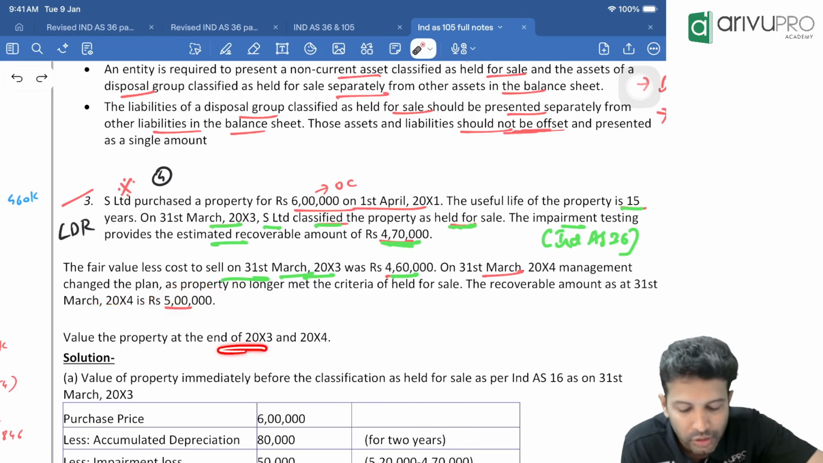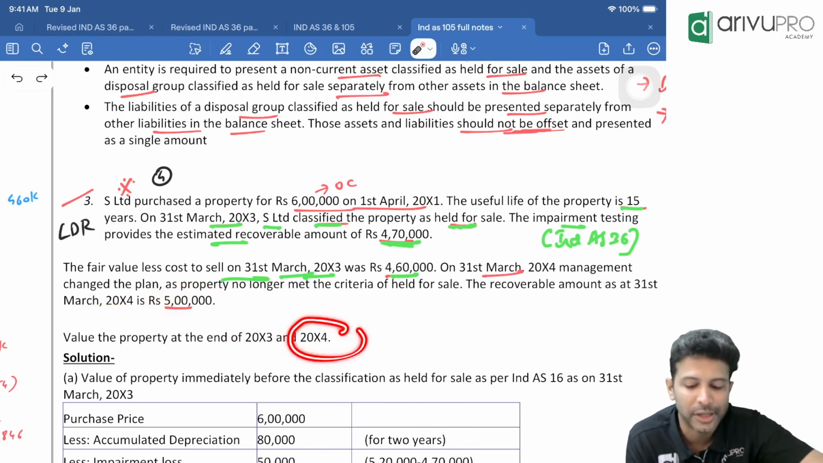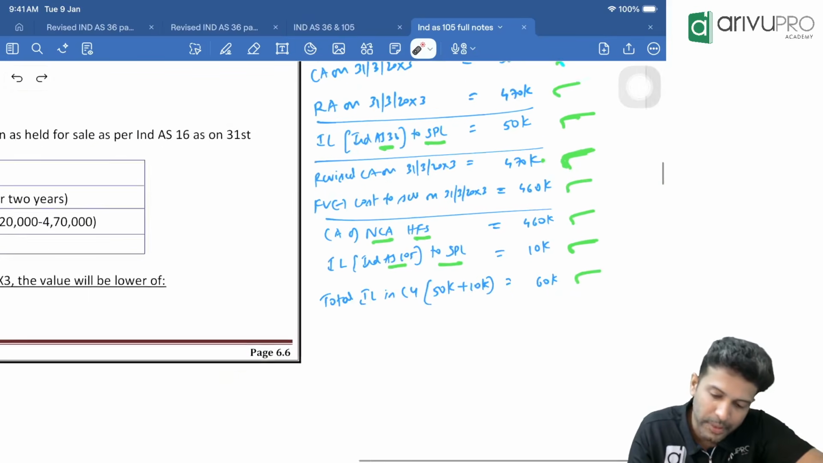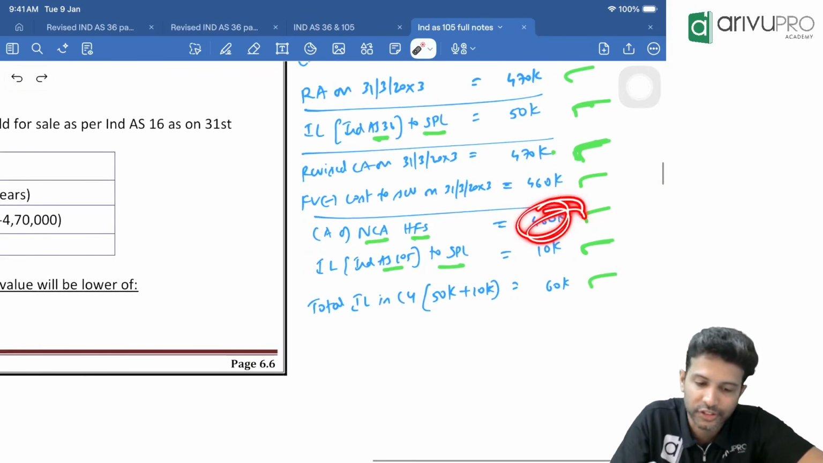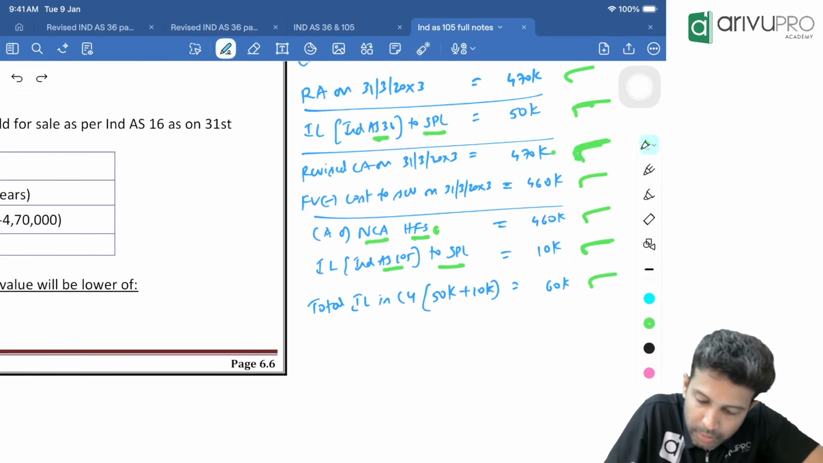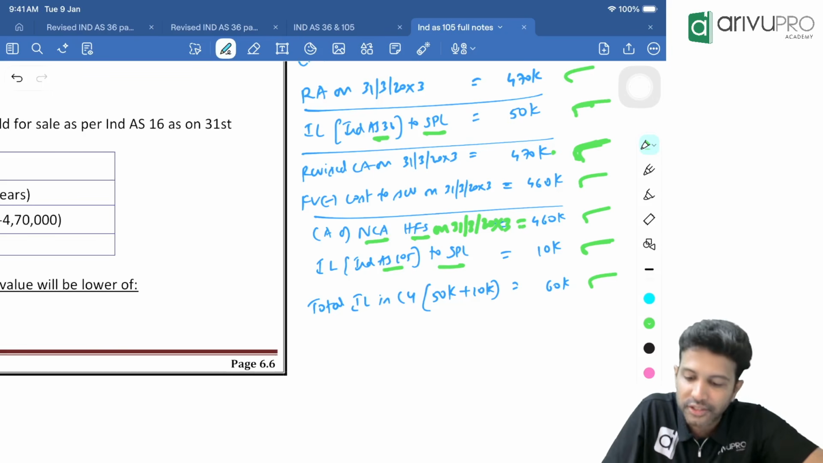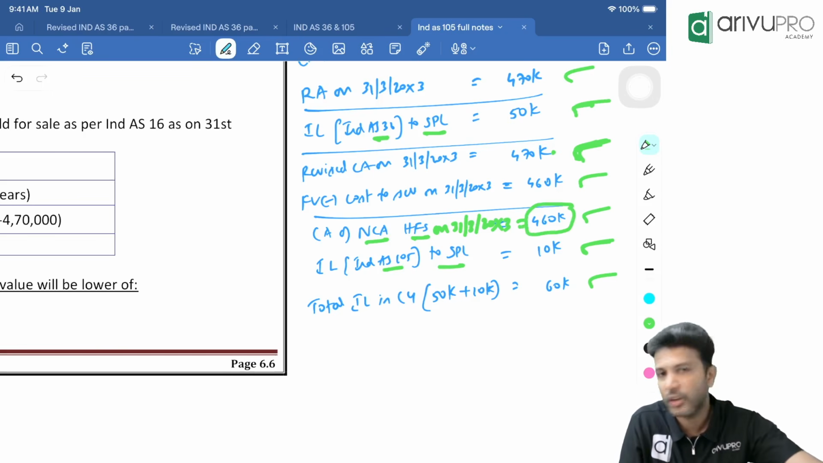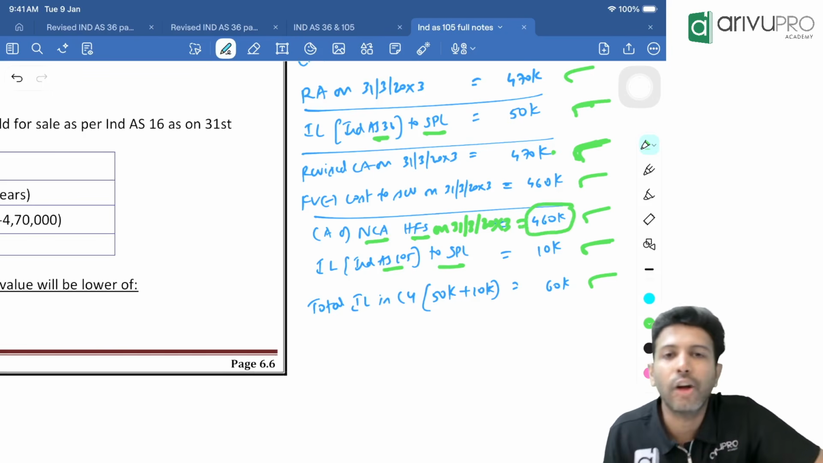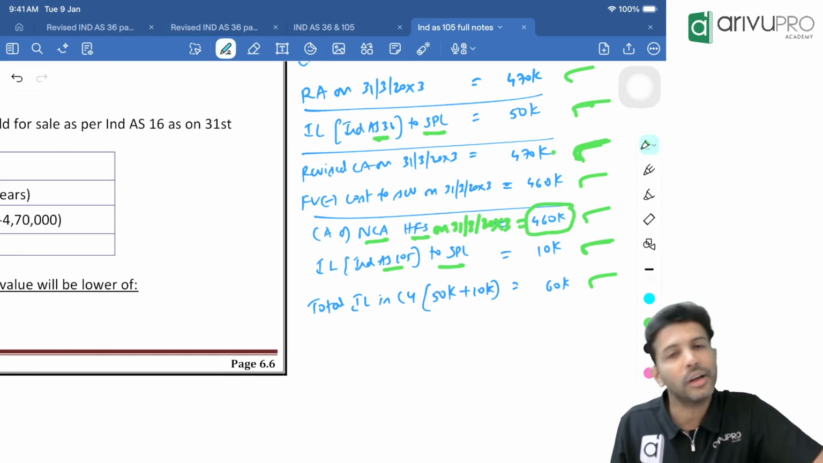So you need to find out the value of the property for the years ended 31st March 20x3 and 20x4. The 31st March 20x3 value we already found is 460. If you want, you can write it: the revised carrying amount on 31st March 20x3 is 4,60,000. This was one of the requirements of the problem. We have done that. Now, for next year when the plan got changed, we need to find out the value.